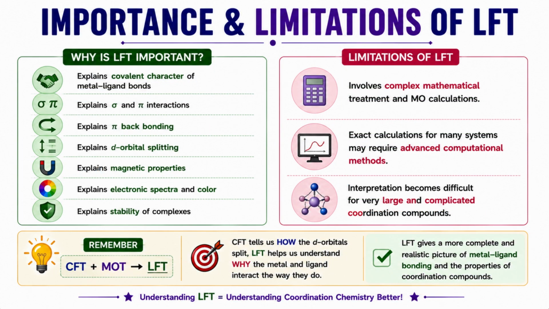LFT helps us understand the electronic structure of coordination compounds more accurately. It explains 1. Covalent character of metal-ligand bonds. 2. Sigma and pi interactions. 3. Pi back bonding. 4. d-orbital splitting. 5. Magnetic properties. 6. Electronic spectra and color. 7. Stability of complexes. Although LFT is more powerful than CFT, it can still become complicated.